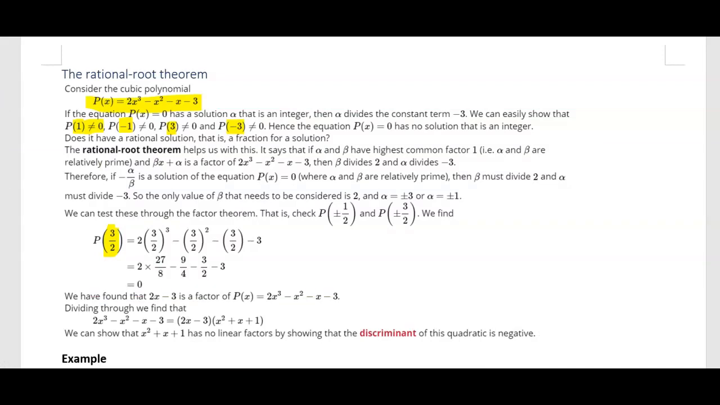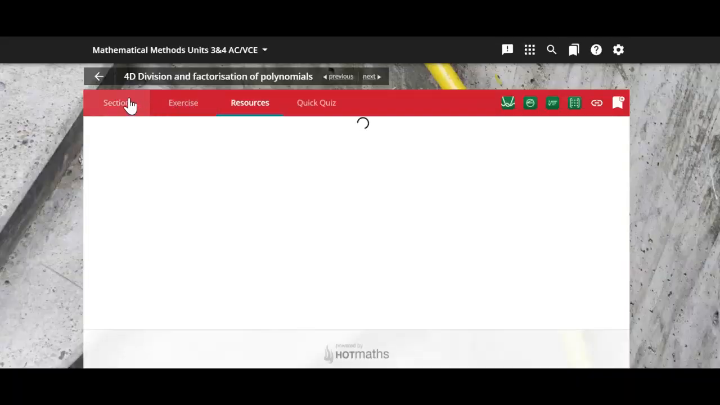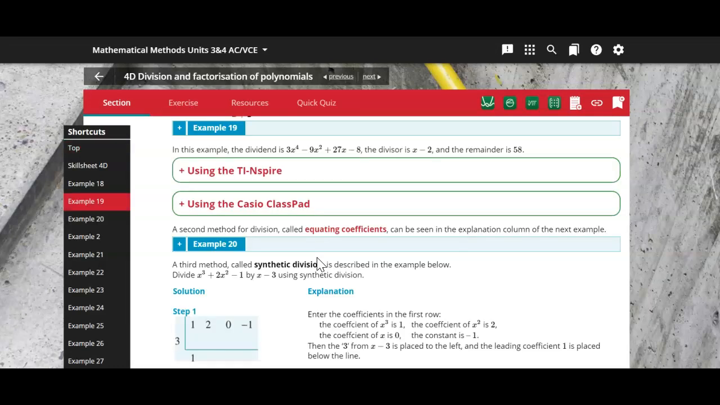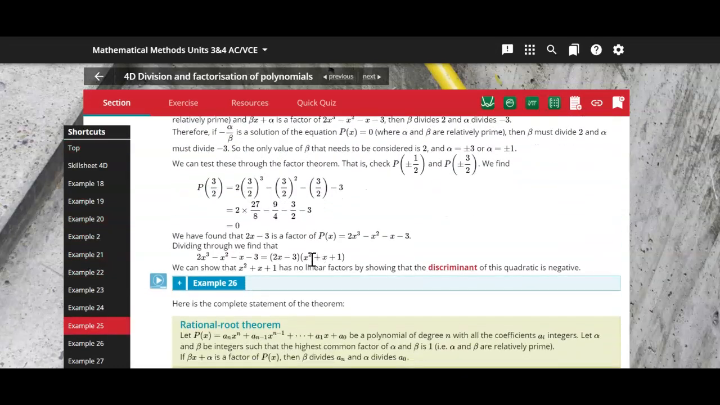All right, so let's now have a look at the rational root theorem. So in that example there, all solutions were integers, okay? But now we're going to look at solutions that aren't integers. So if I go back to my textbook. All right, and I'll play example 26.